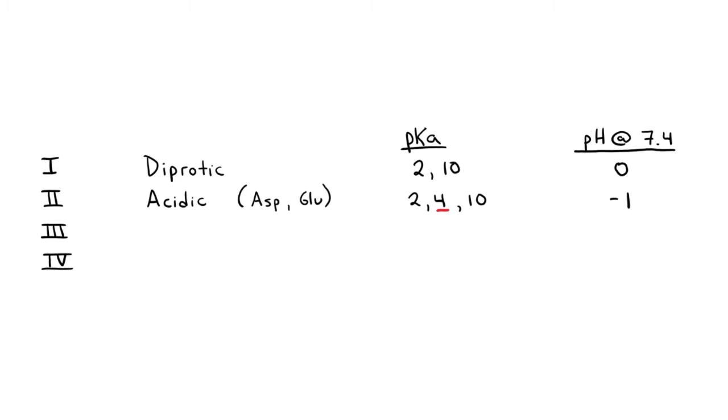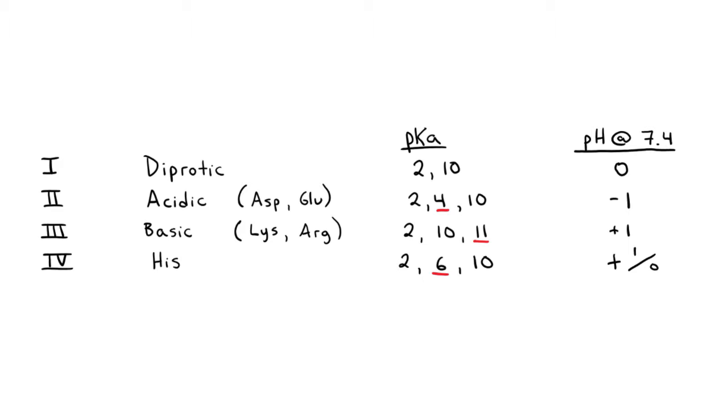We have triprotic acidic, which includes aspartate and glutamate. These guys have pKa's of 2, 4, and 10. At physiological pH, they have a charge of -1. We have triprotic basic, which includes lysine and arginine. These have pKa's of 2, 10, and 11, and have a charge of +1 at physiological pH. And triprotic histidine, which has pKa's of 2, 6, and 10, and a charge at physiological pH of +1 over 0. Now, let's get into the specifics.